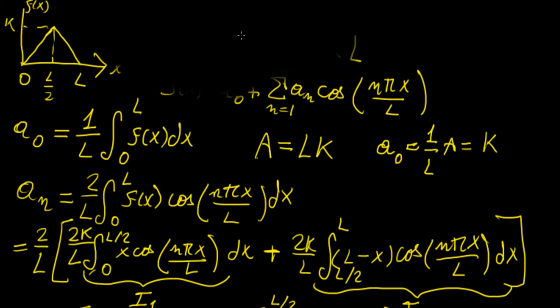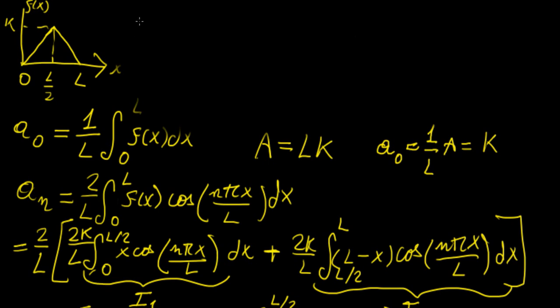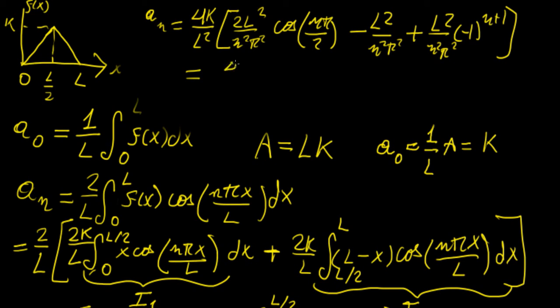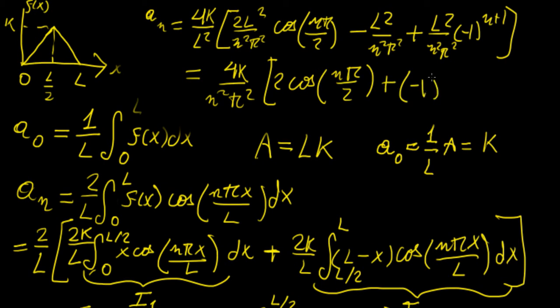So in the end, the term an is going to be equal to 4k over L squared, and that's going to be 2L squared over n squared pi squared cosine n pi on 2, minus L squared over n squared pi squared plus L squared over n squared pi squared times minus 1 to the power of n plus 1, which is the same as 4k over n squared pi squared times 2 cosine n pi on 2 minus 1 minus minus 1 to the power of n, and that's our final answer.